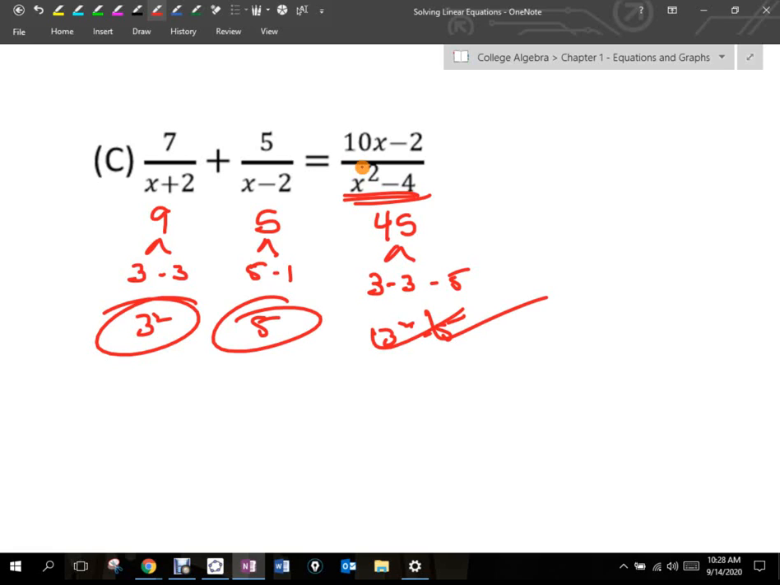When you're working with variable components to your LCD, you always want to make sure it's an LCD. Okay, if I go through and I multiply this thing by x plus 2 times x minus 2 times x squared minus 4, use that entire thing as my LCD. Okay, because it just has to be a common denominator. It doesn't always have to be the least common denominator. But with variable components, if it's not the LCD, you're going to generate equations that you do not know how to solve yet. Does that make sense?